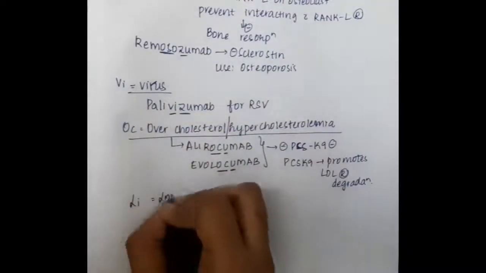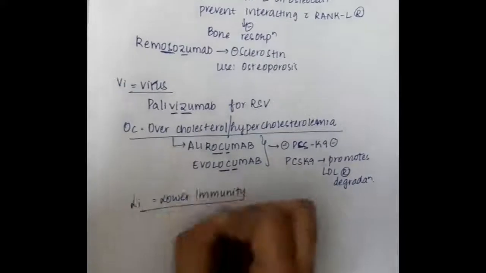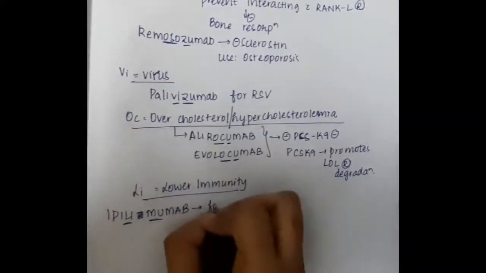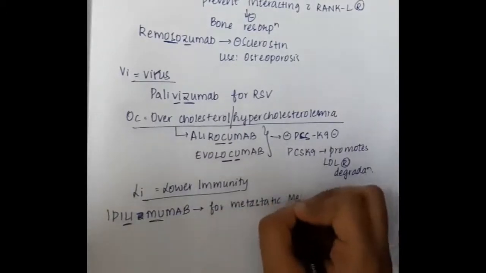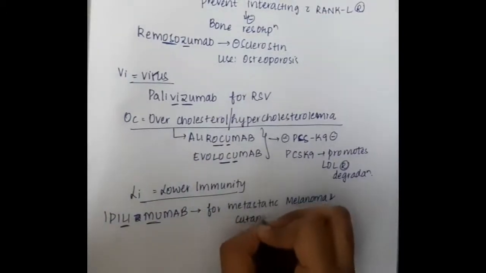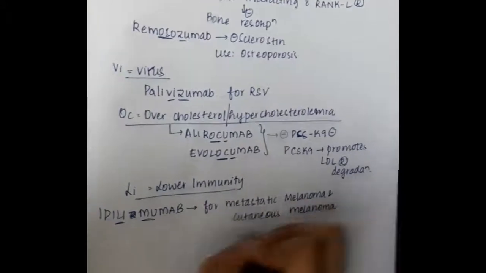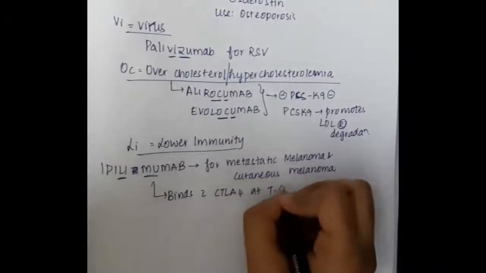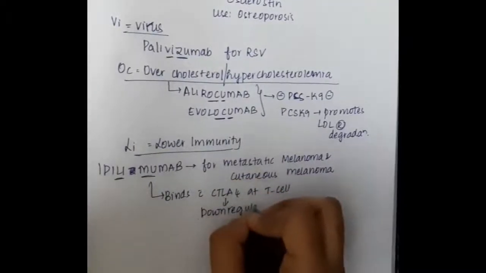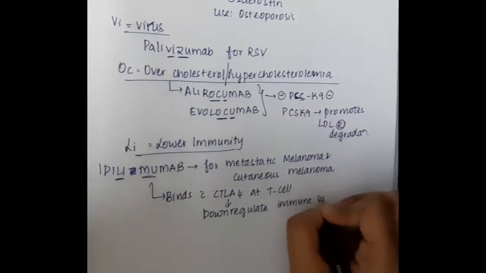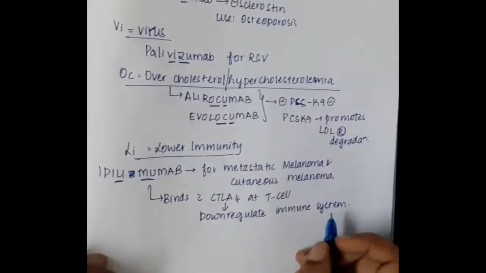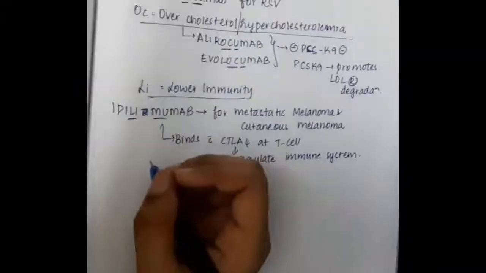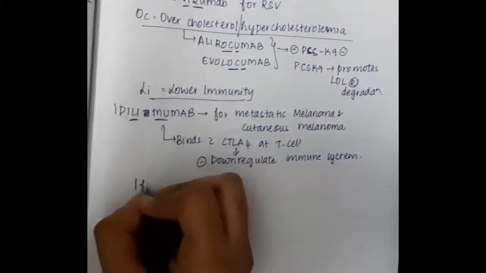Then we have li for lower immunity. This will lower immunity, like ipilimumab, which is used for metastatic melanoma and cutaneous melanoma. This ipilimumab will bind with CTLA4 on T cells, and this CTLA4 will inhibit the down regulation of the immune system. Then after ipilimumab we have infliximab.